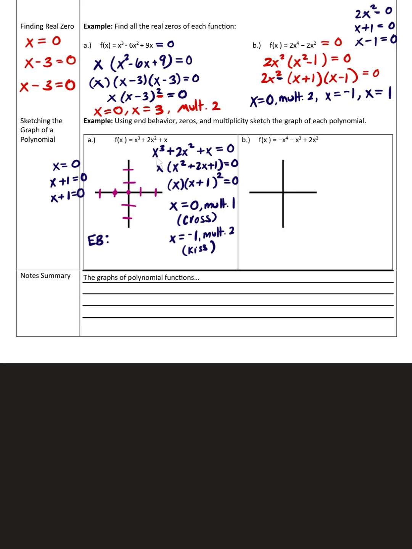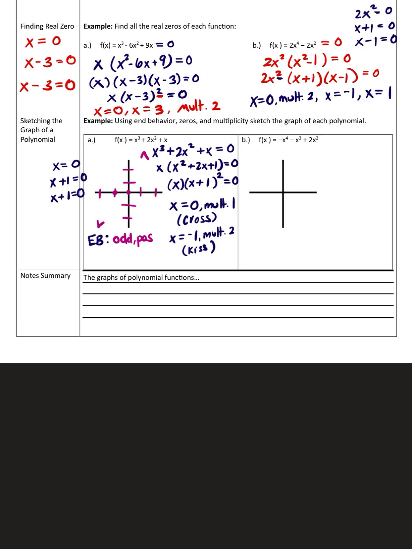My function does not have a negative in front of it, so that means that we have a positive leading coefficient and we have an odd degree. So we are positive odd. Well, if we think back to our notes before, a positive odd function is going to start downward and then go up, okay?